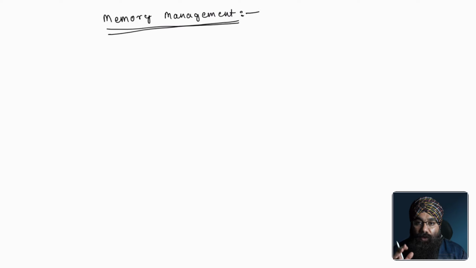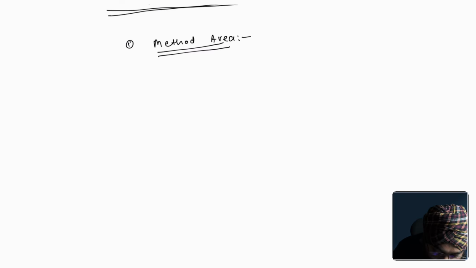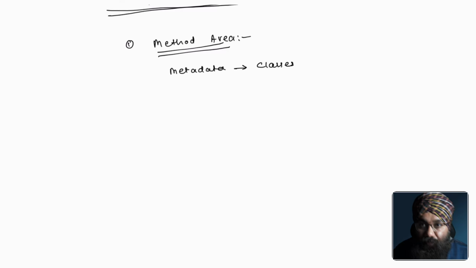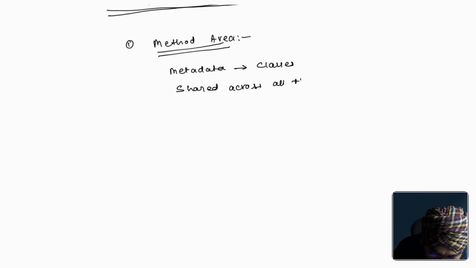So let's try to learn about memory management here. When we start a Java application, some memory is allocated to it, and this memory is divided into different sections. Let's first study those sections today. The first one is the method area. Here, metadata of classes is stored. It is shared across all threads.